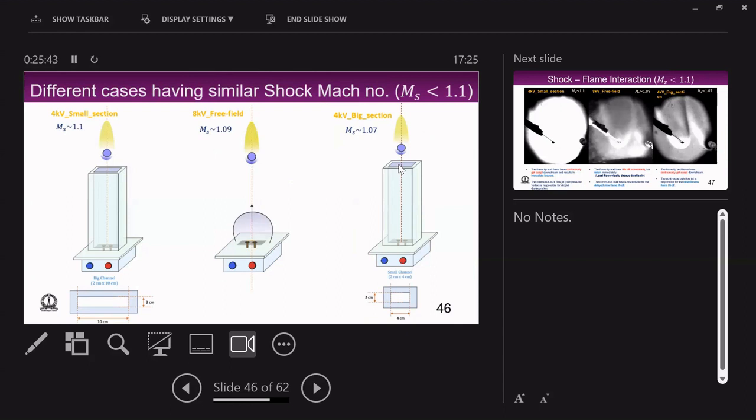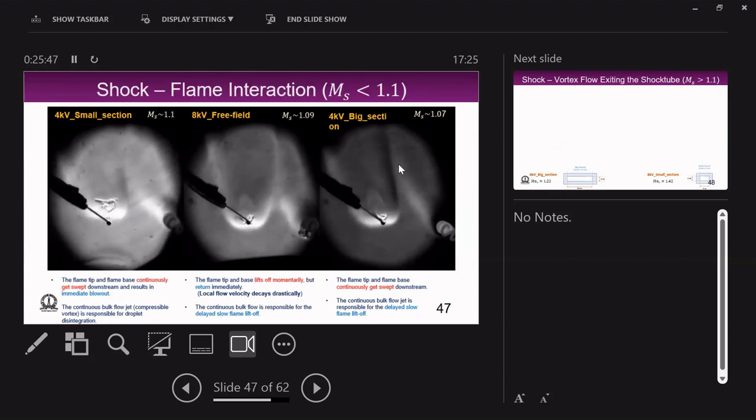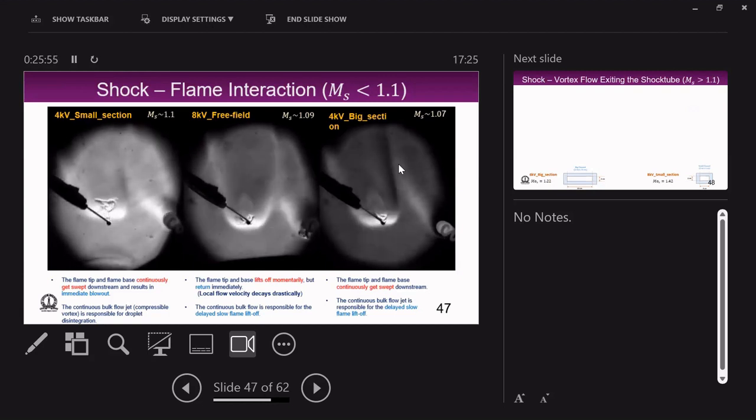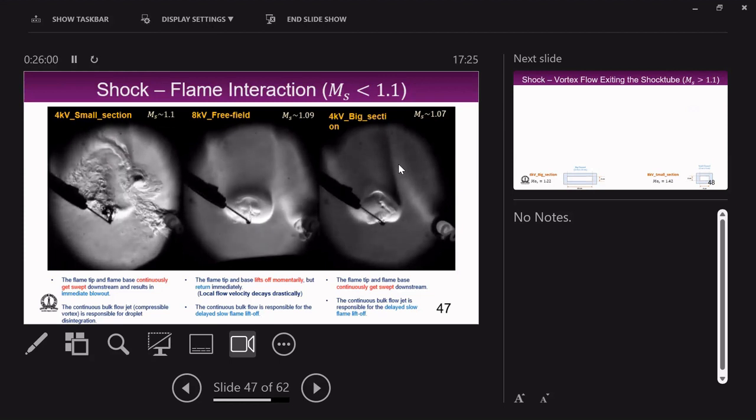So big channel, small channel, open channel, all kinds of configurations. So this is what happens. If you see, this is small channel, free field, big channel. So you can see first, if the video replays once again, you see first, the flame is lifted, and then the backflow actually atomizes the droplet.